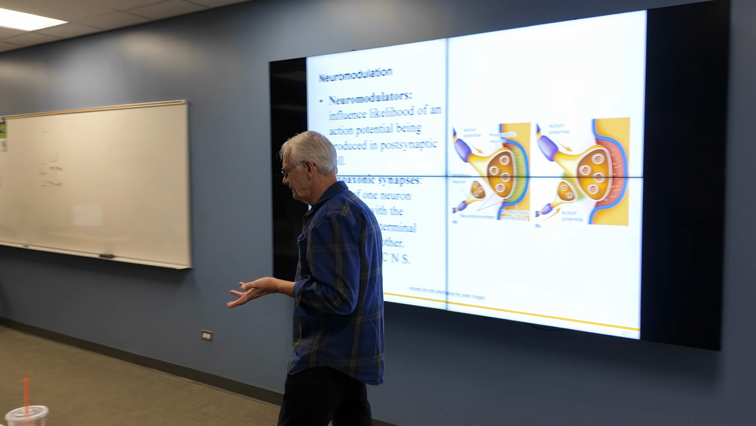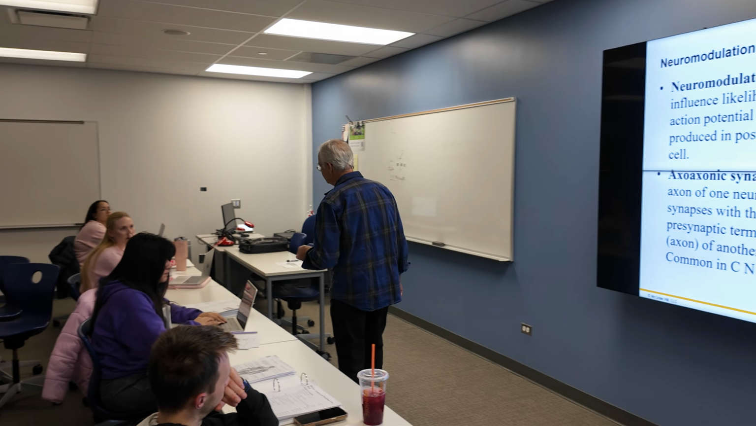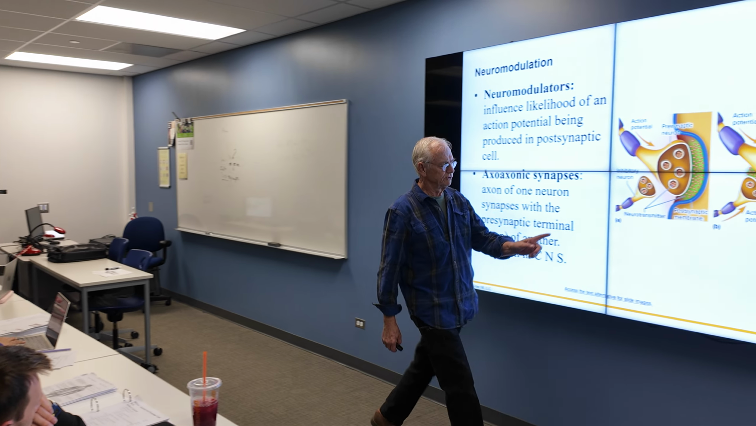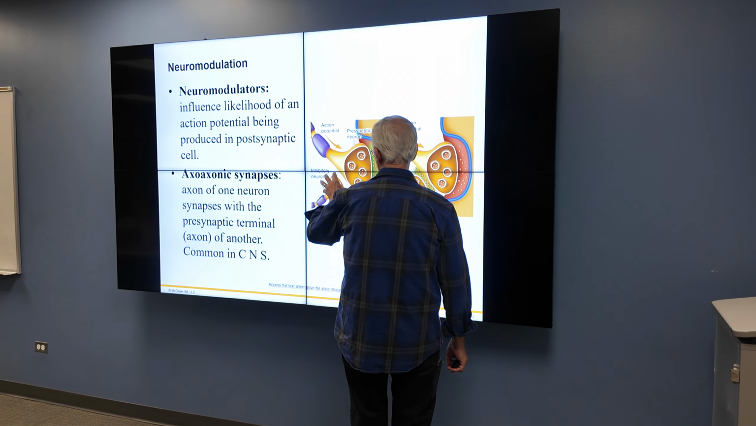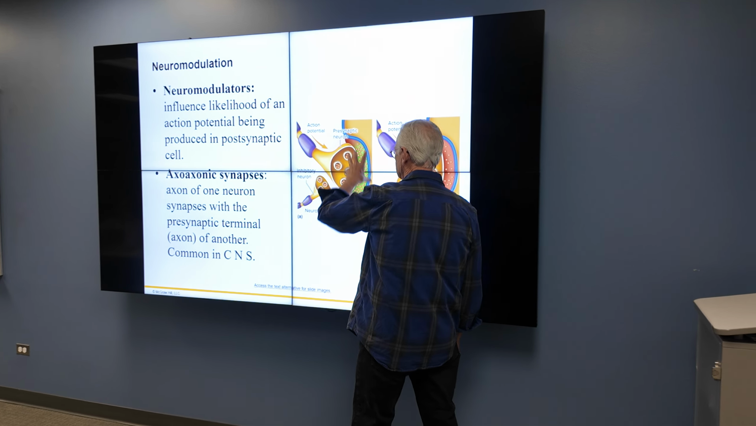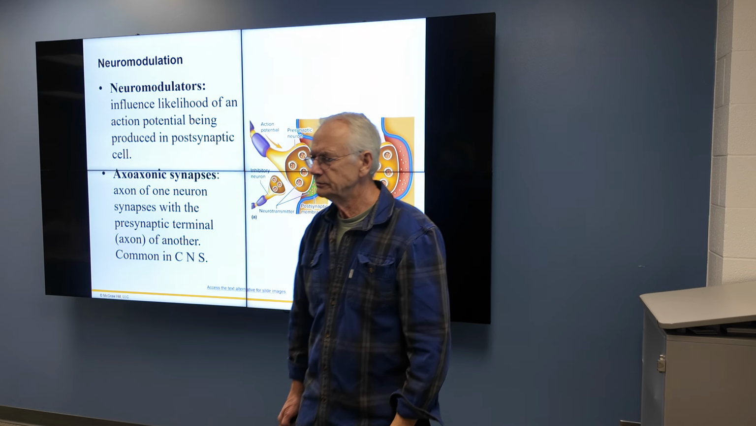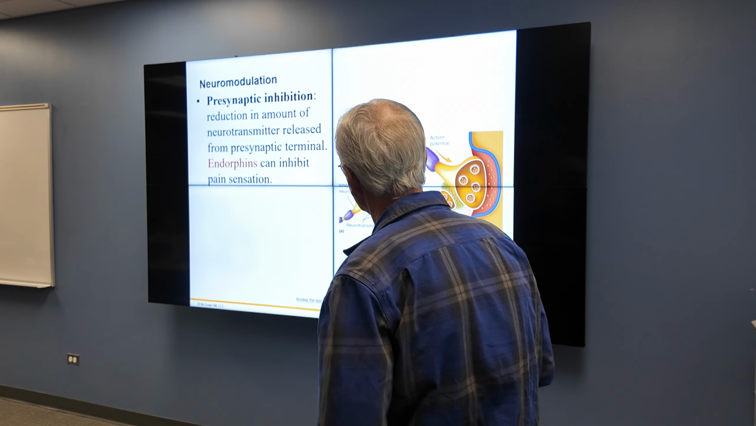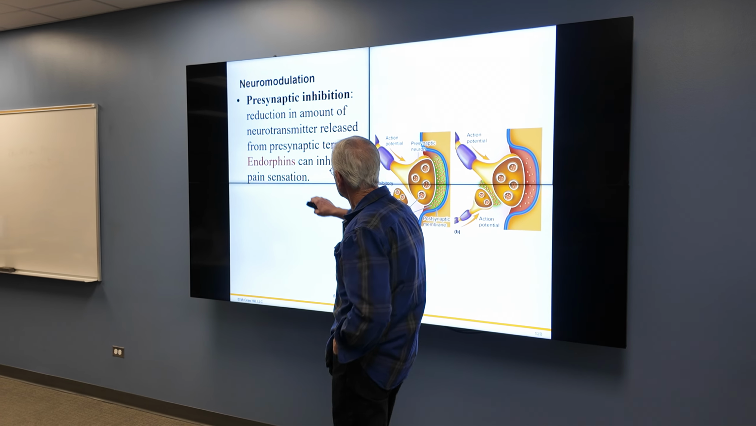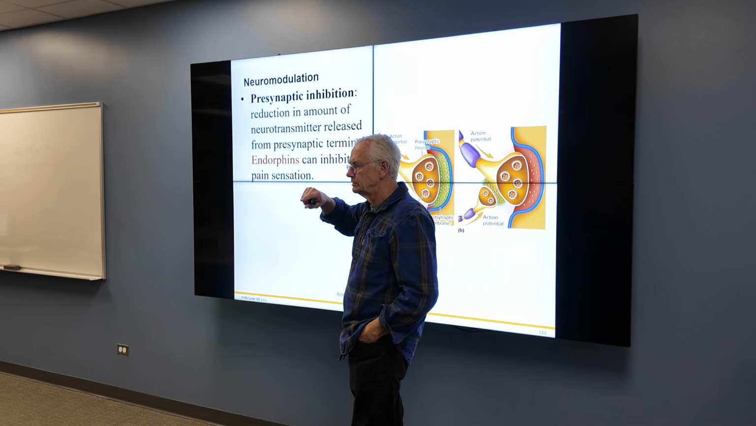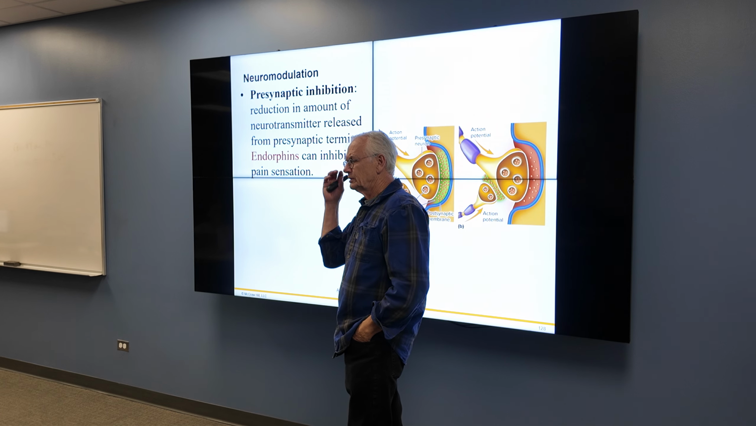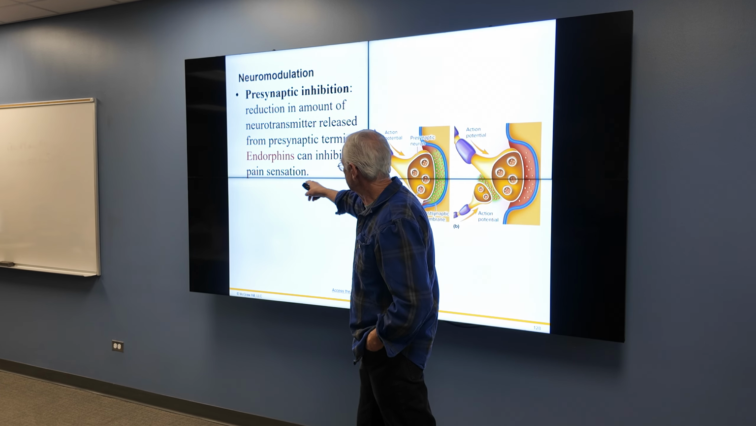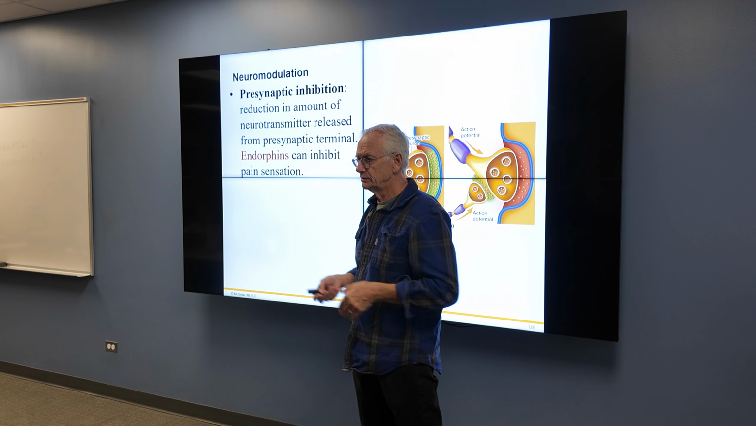For any of you who are going into nursing, you're going to be dealing with pharmacology. You're going to be dealing with how the drug is influencing the release of a neurotransmitter, the uptake or the inhibition of it at these particular locations right here. Presynaptic inhibition, reduction in the amount of neurotransmitter released from the presynaptic terminal. An endorphin. Did we just talk about an endorphin? It can suppress that release, so you can have an inhibitory effect here, can inhibit the pain sensation, give you that euphoria.